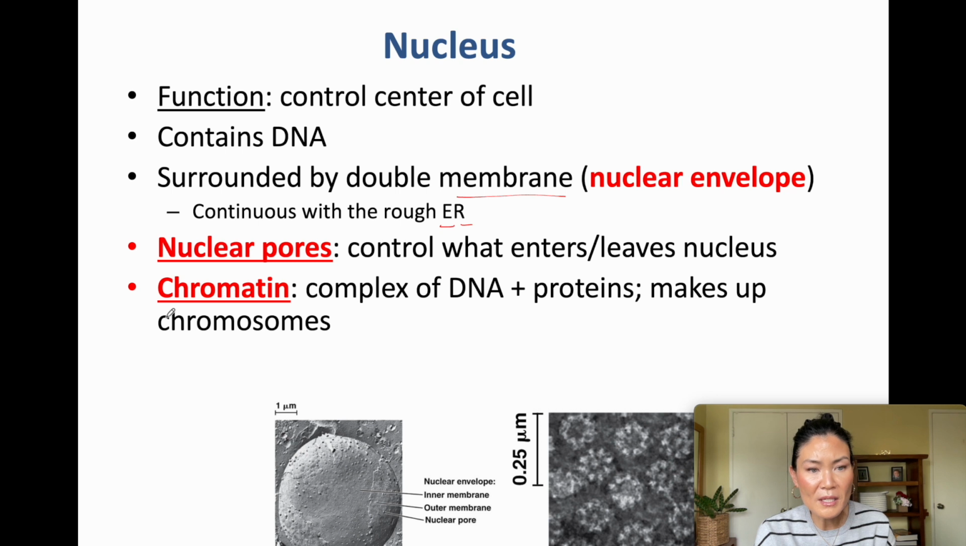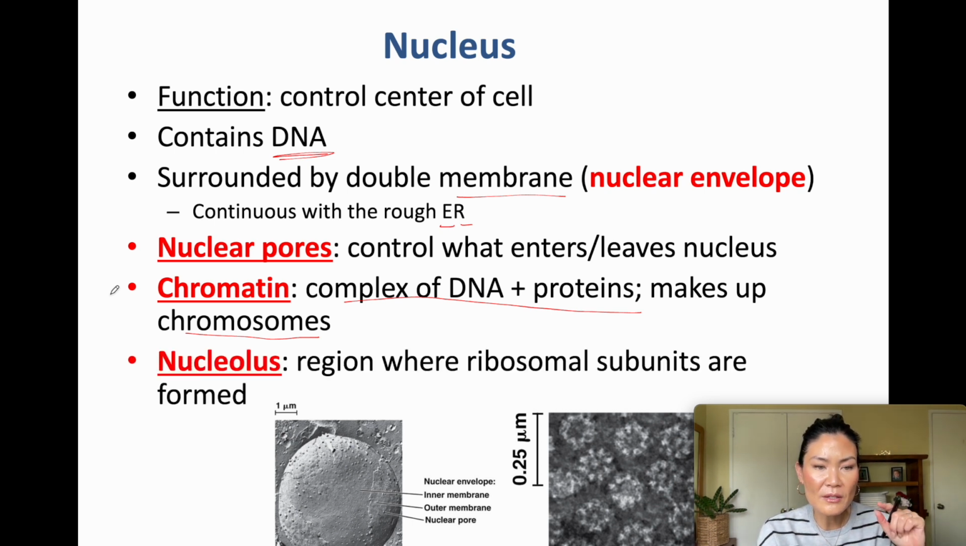And then chromatin. So when I say the DNA is kept in the nucleus, the DNA is going to be wrapped around proteins, and the DNA structure that's wrapped around proteins as a whole, we call it chromatin. Okay, chromatin. It's the complex of DNA and proteins. It makes up chromosomes when the cell is about to divide. But when you look inside the nucleus of a cell, the DNA is wrapped around proteins, and that whole complex is called chromatin.